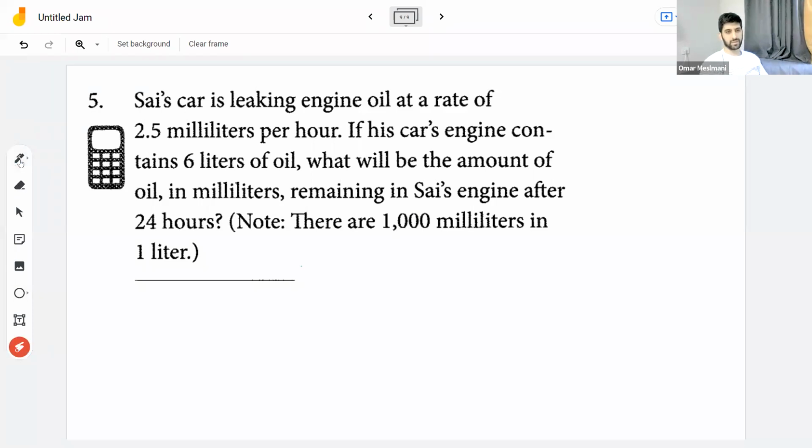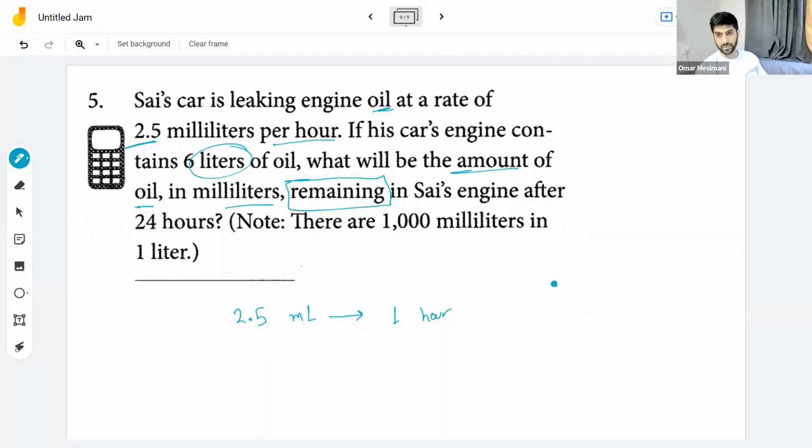Basically, here we have a car that is leaking engine oil. The engine is leaking oil. The rate is 2.5 milliliters per hour, so 2.5 milliliters each hour. The car engine contains 6 liters, that's the total amount of oil. Then what will be the amount of oil in milliliters remaining in the engine after 24 hours?